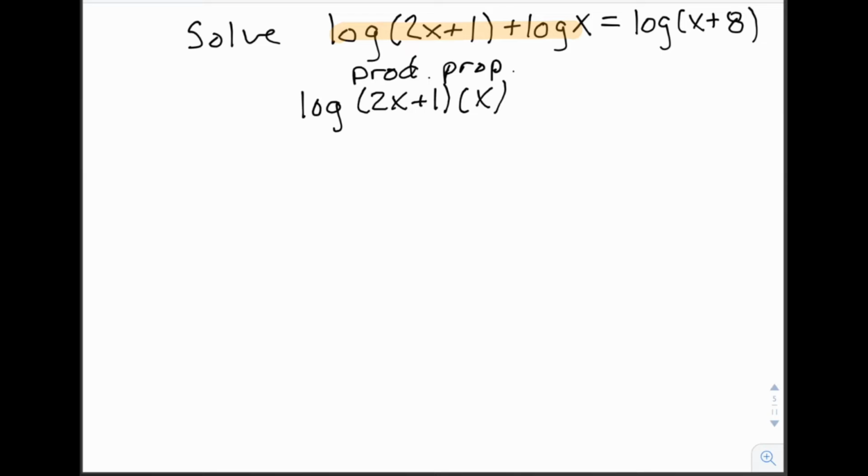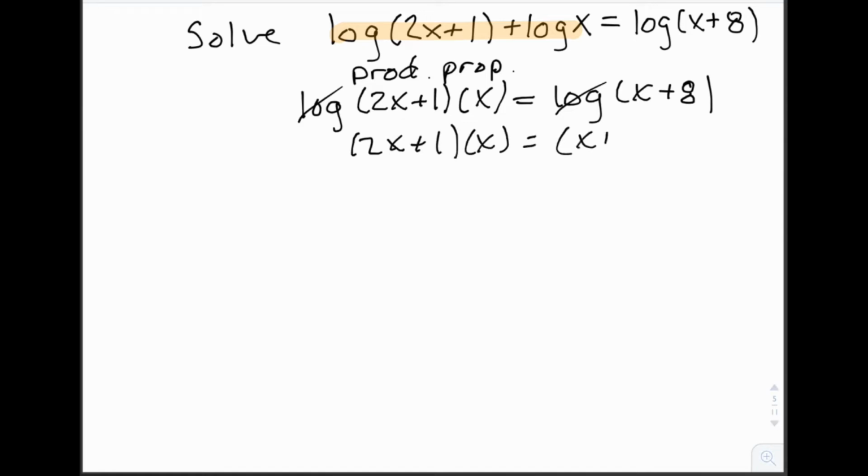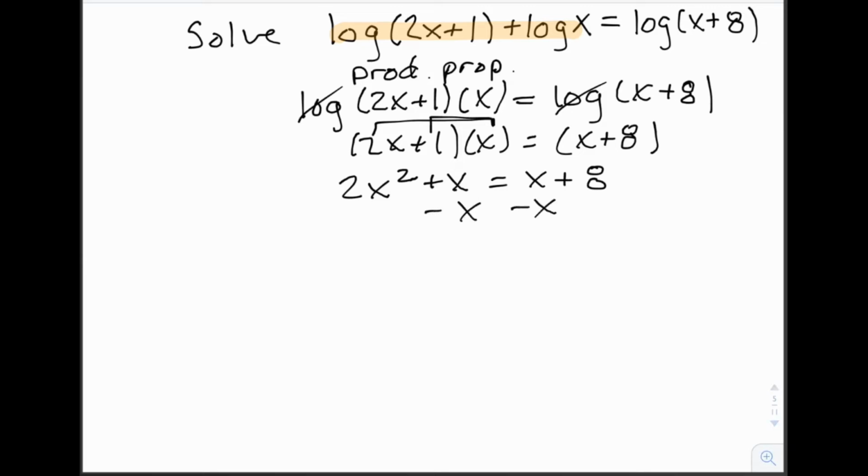So now we can use our property of logs, and instead of adding them, notice how we have logs on both sides, we can actually take them away. So that will give us 2x plus 1 times x equal to x plus 8. Now we solve it like any other equation at this point. So 2x times the x and the 1 times the x gets me 2x squared plus x equal to x plus 8. So subtract the x's and you're left with 2x squared equal to 8.